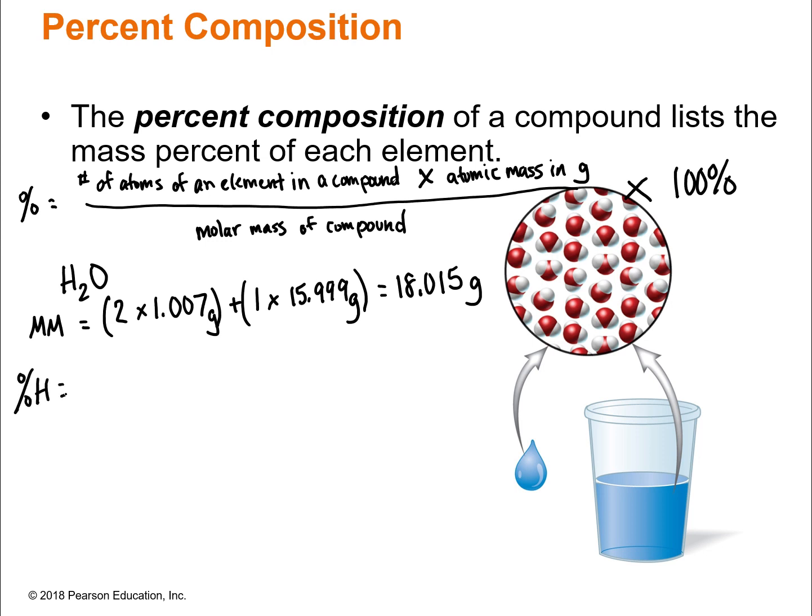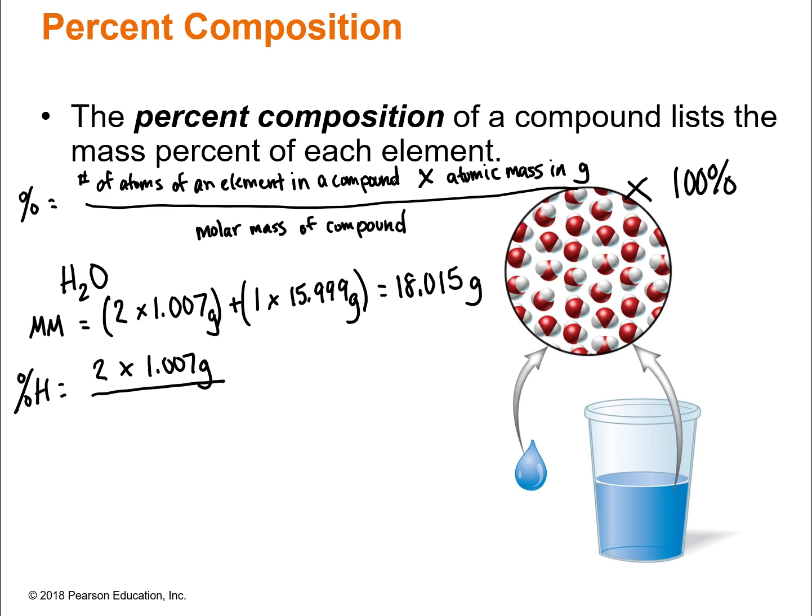For the percent hydrogen, we write out the number of hydrogen atoms that are in the compound. And there are 2 atoms of hydrogen in water. We multiply that by the atomic mass of hydrogen. Depending on the periodic table you use, it might say 1.01. You might have one that has another decimal place. Either way, you'll get pretty much the same answer.